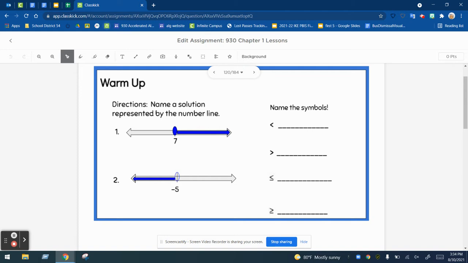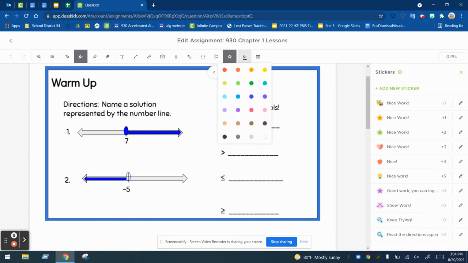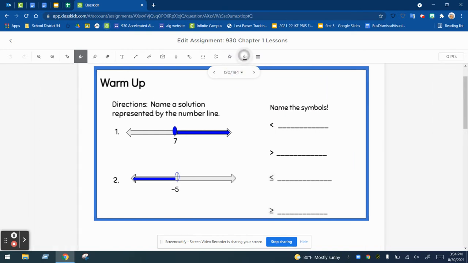So our first number line, we have a -7. It has a closed circle and it is shaded to the right. So any solution could be anything that is to the right of -7. So we could have 8, 9, 10, etc. We could also have -7 because that filled in circle shows that the -7 is being included.